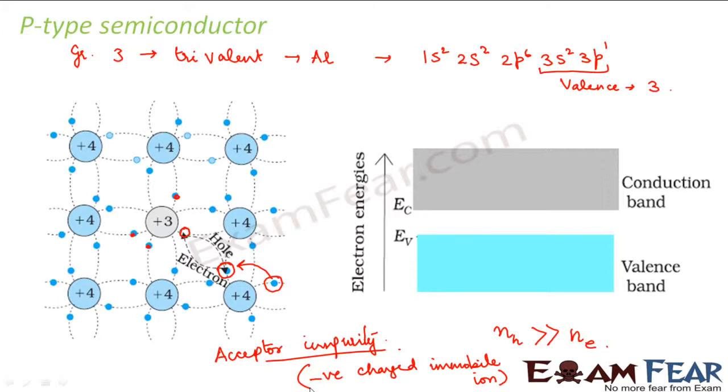Fine. So how will the energy band structure look like in this case? In this case, we will again have an additional energy level, but this time it will be near the valence band.